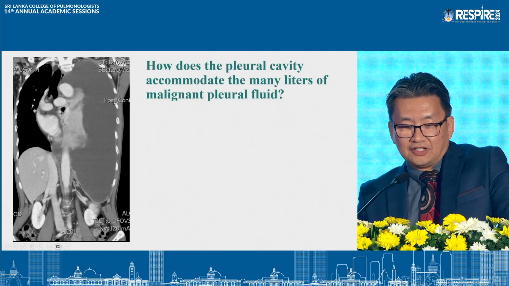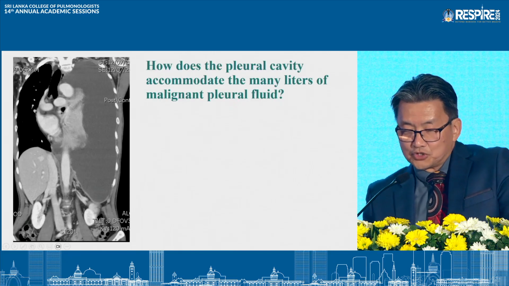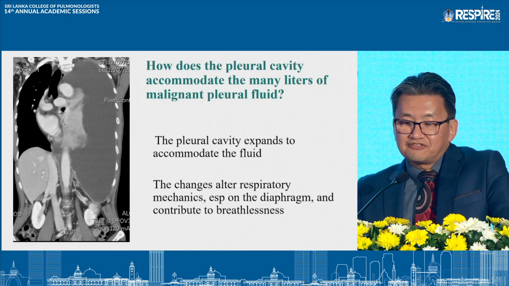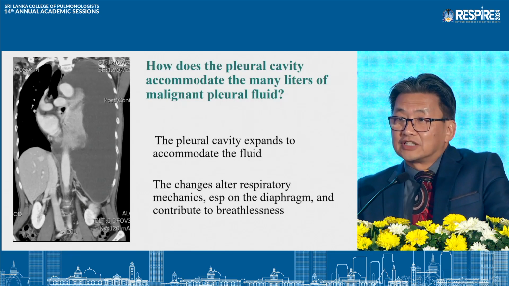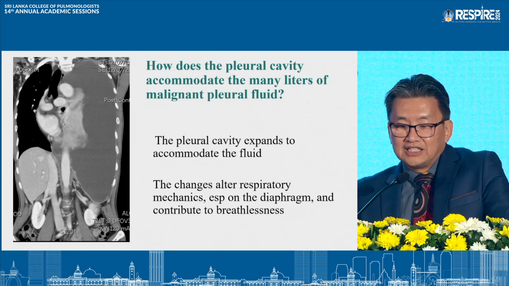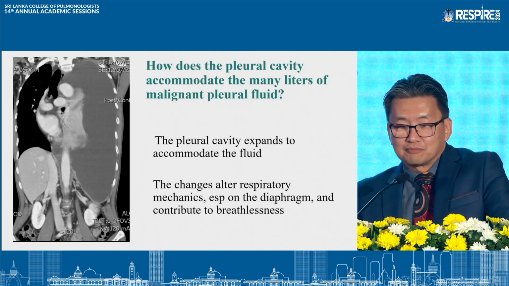If you look at the rib spacing, there is a hyperinflation unilaterally. The rib spaces are a lot bigger on this side than the other side. The lung is compressed and the mediastinum is pushed to the other side. These factors join together to help to expand the hemithorax to accommodate this fluid. But these changes alter the respiratory mechanics and make patients breathless.